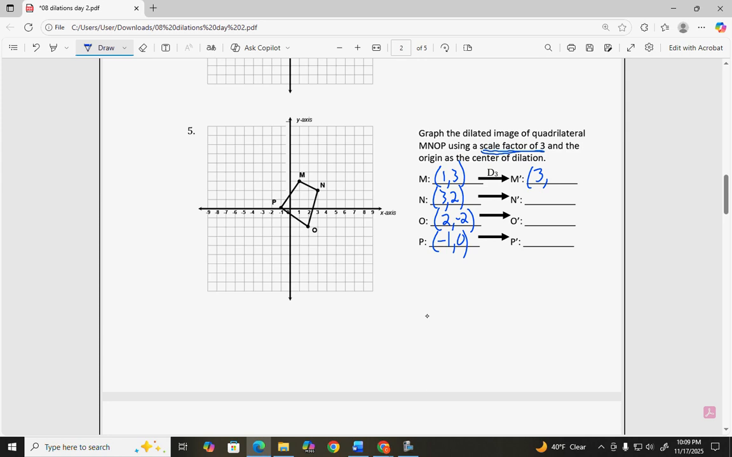So I'd get a 3 and then a 9. And then a 9 and a 6. And then a 6 and a -6. And finally a -3 and a 0. And then we plot it. Again, if I'm going too fast, you can hit pause. You really shouldn't be copying me plotting points. You should just be looking at the coordinates and plotting them yourself. So we're all doing this at our own pace right now.